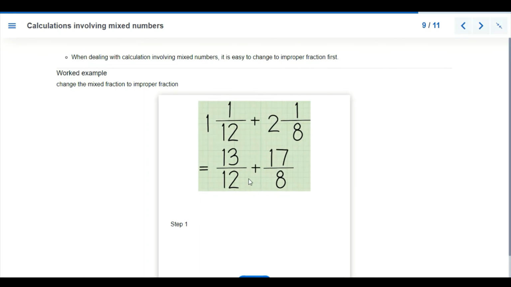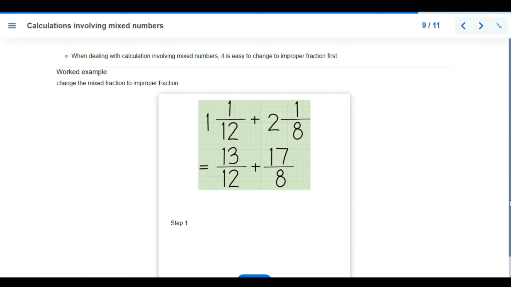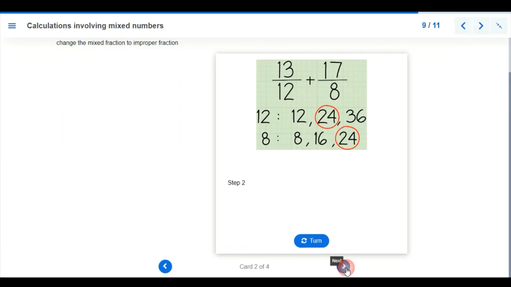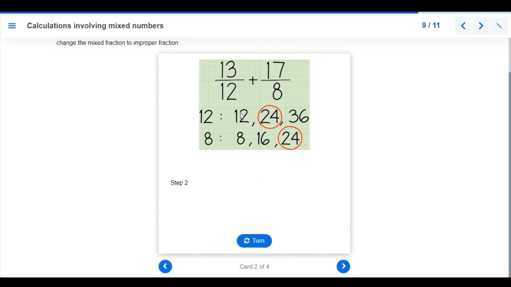Now the next thing here is for us to do what? We have to find the lowest common multiple as we did there. So we look for the lowest common multiple of 12 and of 8. So if you do that, then we have this. 12 times 1 is 12. 12 times 2 is 24. 12 times 3 is 36. So that's how we got this. 8 times 1, 8 times 2, 8 times 3. So if you look at it, we have a common multiple now, which is what?